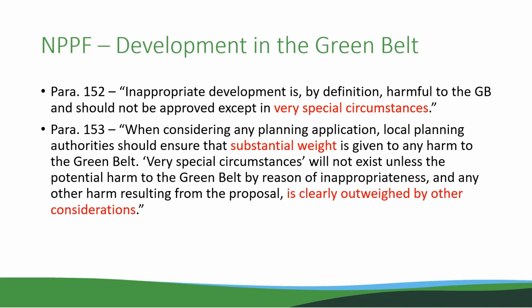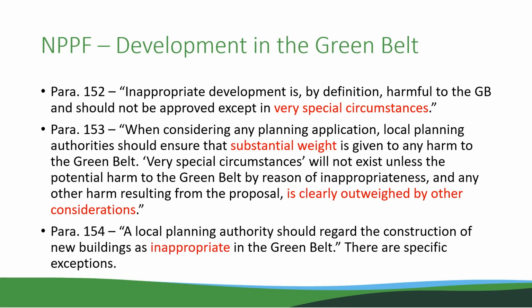153 goes on to say, when considering any planning application, local planning authorities should ensure that substantial weight is given to any harm to the Green Belt. Very special circumstances will not exist unless the potential harm to the Green Belt by reason of inappropriateness and any other harm resulting from the proposal is clearly outweighed by other considerations. And finally, paragraph 154 states a local planning authority should regard the construction of new buildings as inappropriate in the Green Belt. There are specific exceptions to this, and I'll go on to talk about those later.